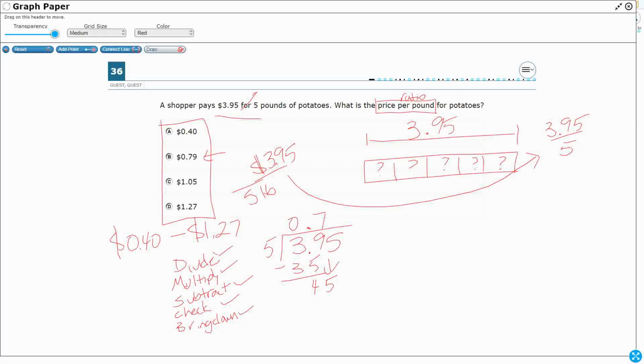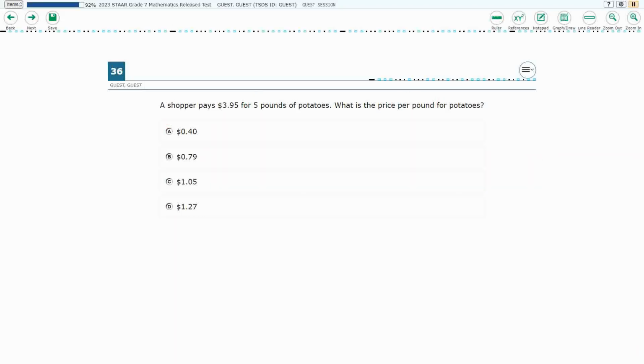5 goes into 45 exactly 9 times, so we're saying 79, which looks good. We're going to multiply. 9 times 5 is 45. We're going to subtract. There's nothing left over. There is a remainder of 0, so that's definitely smaller than 5. There's nothing to bring down, which means that is our answer, 79 cents. If you want to round that to 80 as an estimate, that makes sense, because 80 cents times 5 is going to be almost $4, which is close to that 3.95. So our estimate double checks for us. Our answer is B.